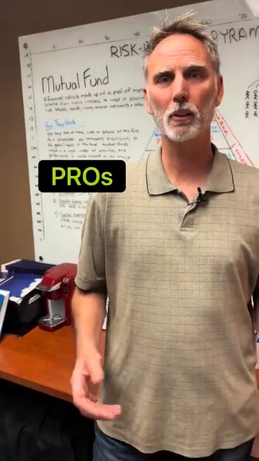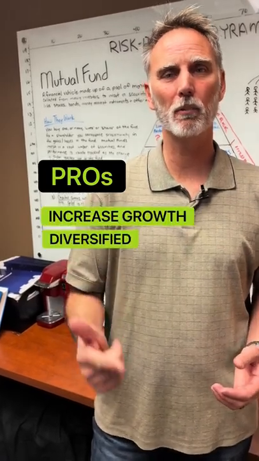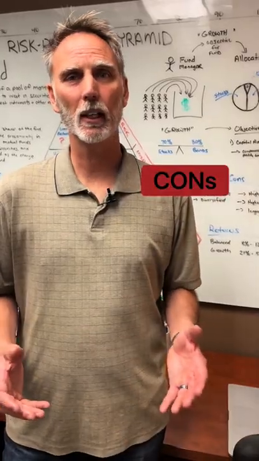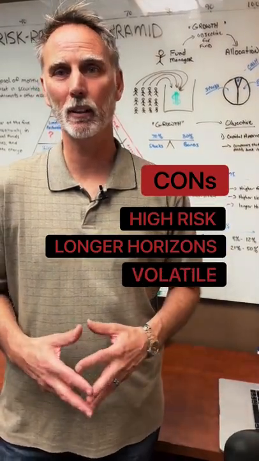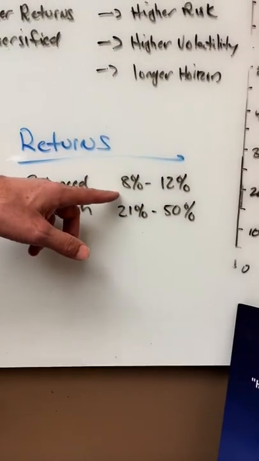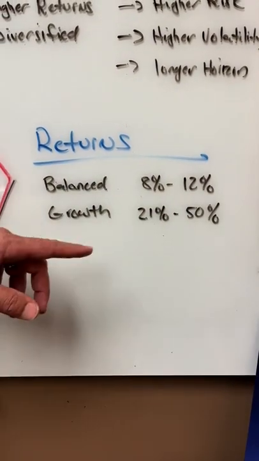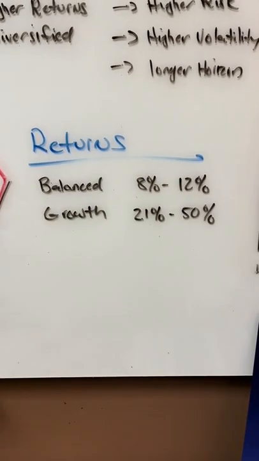The top two pros are you get increased growth and you have diversification. The cons are that it's higher risk, you have to leave your money in for a longer period of time, and there's more volatility. Balanced mutual funds will return on average between 8 and 12% per year, whereas you'll get much higher returns for growth-oriented funds.